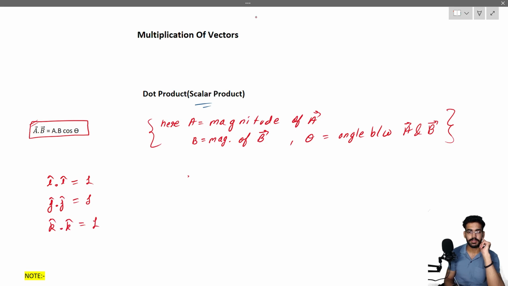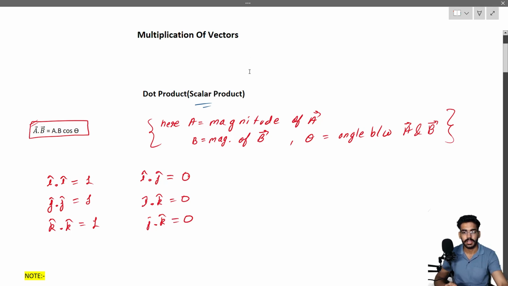If I write i cap dot j cap, how much will that be? Cos 90 is 0, right? Similarly i dot k will also be 0. Similarly j dot k will also be 0, right? I can write this. I hope this is clear.